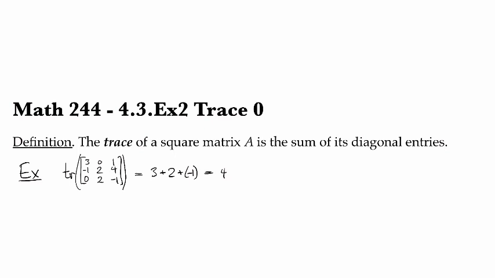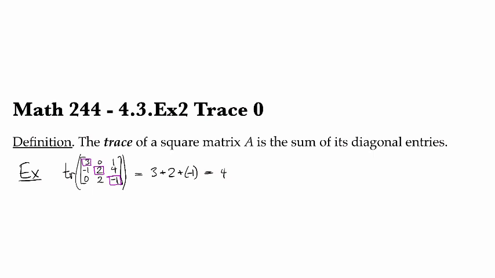So it's been a while since we talked about the trace of a matrix. The trace of a square matrix is just the sum of its diagonal entries. So for this square matrix right here, to take the trace, I just look at the diagonal entries here, 3, 2, and -1, add them up, and I get 4.